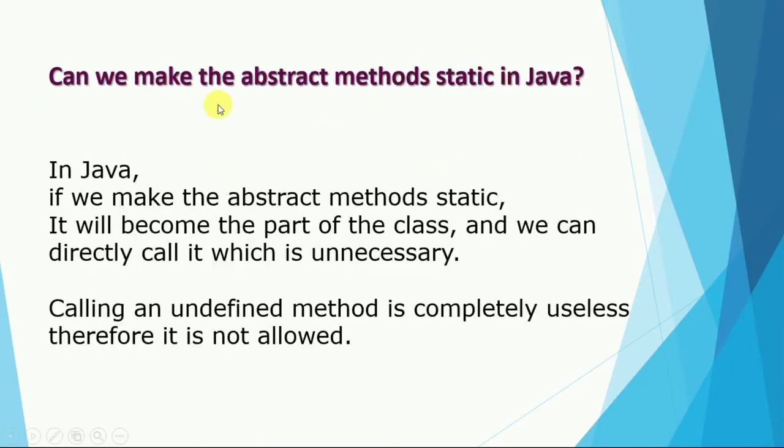So next, can we make an abstract method static in Java? In Java, if we make an abstract method static, it will become part of the class, because static methods and static variables always belong to the class. So we could directly call it, which is not necessary. Calling an undefined method is completely useless, therefore it is not allowed.